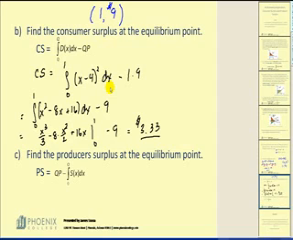And now we'll take a look at it from the producer's side. We want to find the producer's surplus at this equilibrium point. So we have a formula QP minus the integral of the supply function from 0 to Q. So let's go ahead and do that. Our producer's surplus is going to be equal to 1 times 9 minus the integral again from 0 to 1 of our supply function, which was given on the previous screen as x squared plus 2x plus 6.